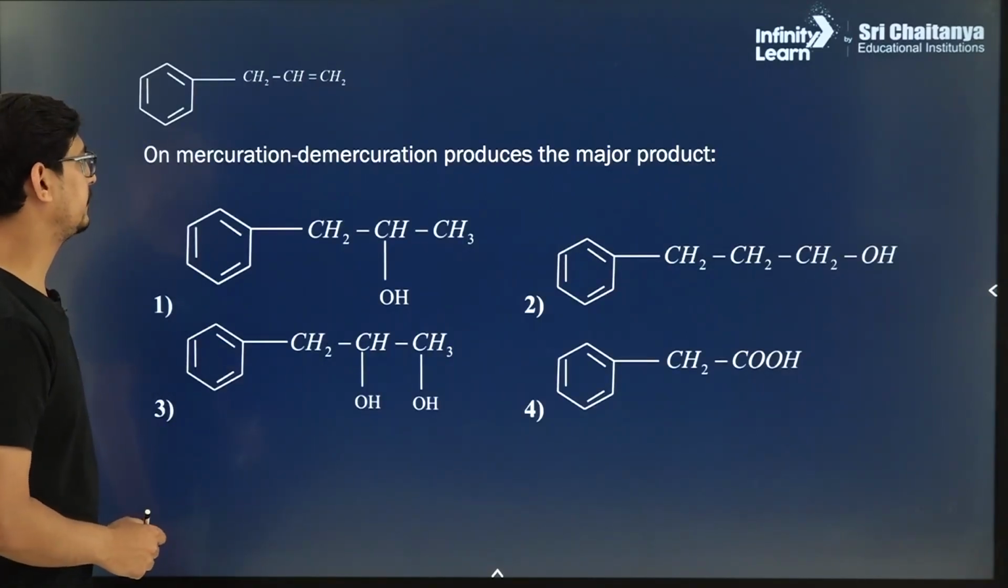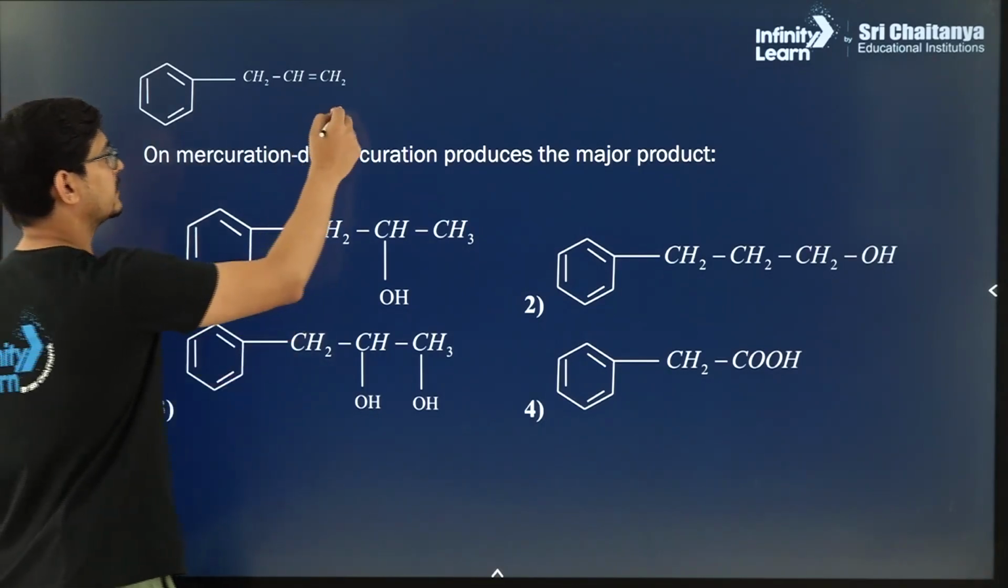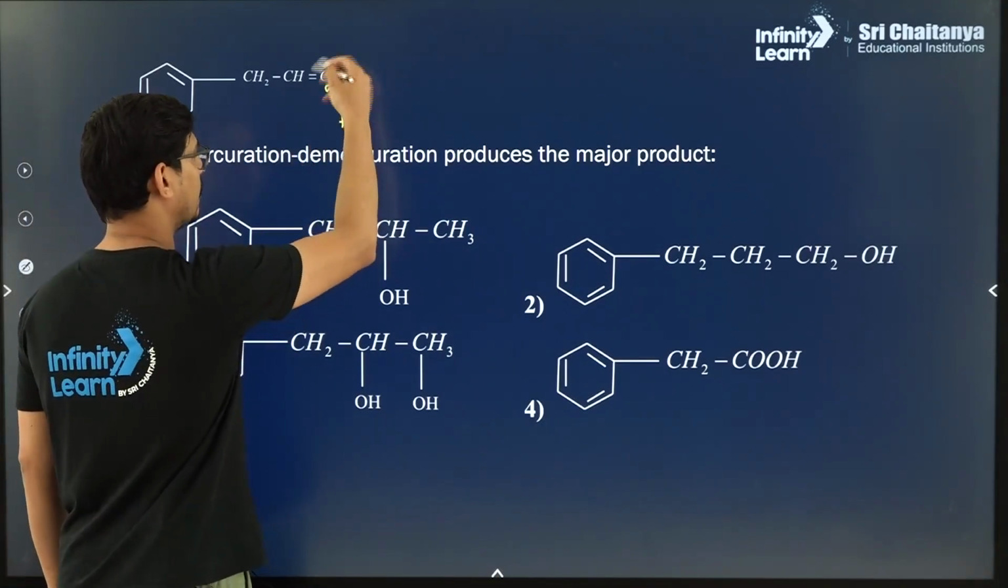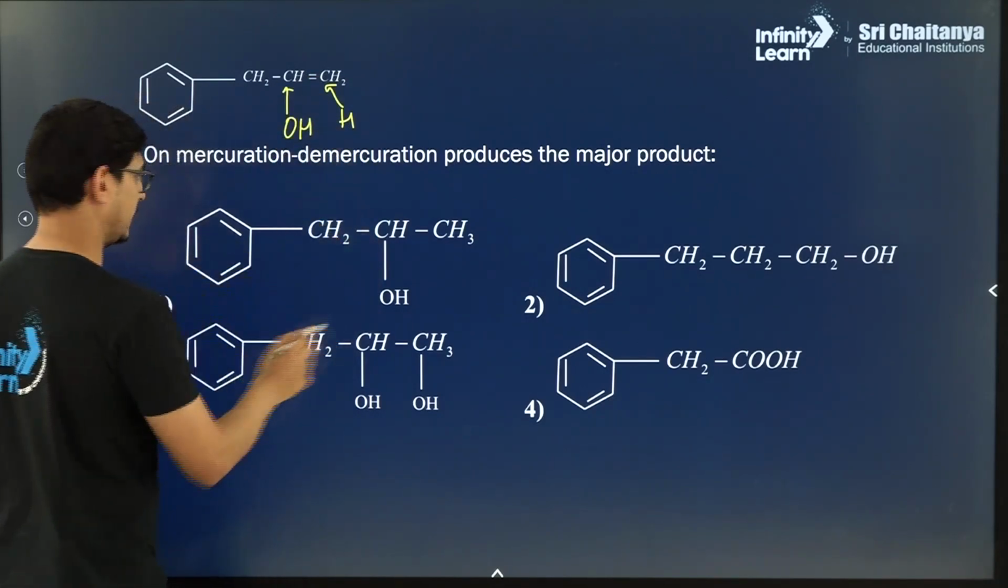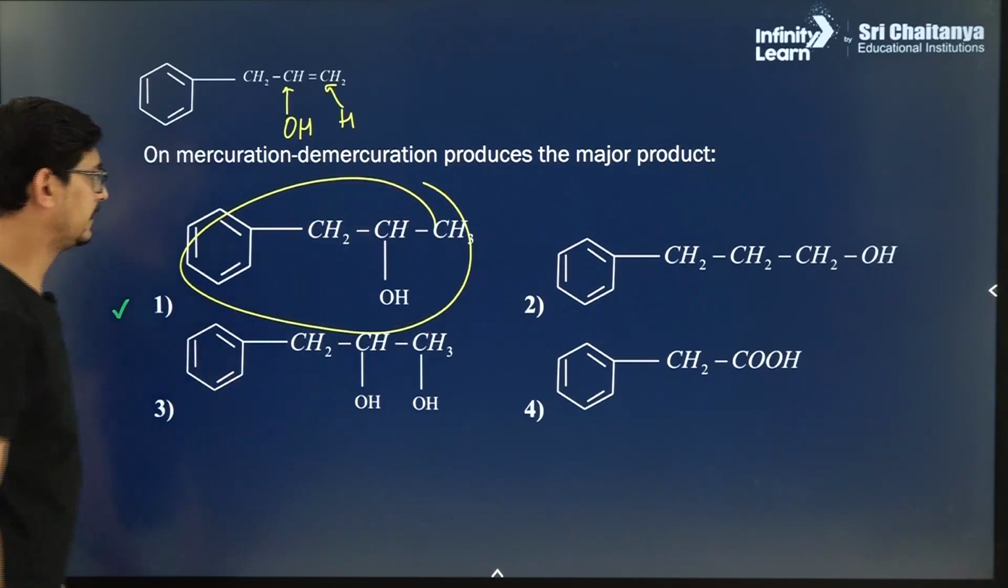Oxymercuration demercuration follows Markovnikov rule. It is Markovnikov addition. So the positive part H goes to the carbon already having more hydrogen atoms and the negative part OH goes to the other carbon. So that makes option 1 the correct answer.